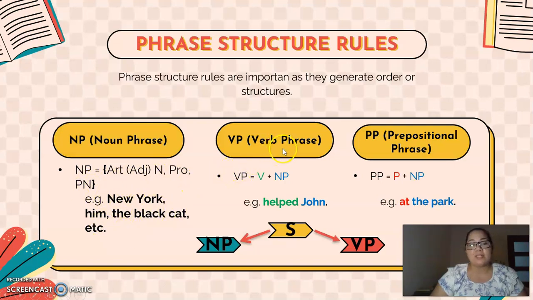Then we have the verb phrase, which rewrites as a verb plus a noun phrase. And here we have the example, helped John. And the prepositional phrase, it is important to note that this prepositional phrase is within the verb phrase. And it rewrites as a preposition plus a noun phrase, for example, at the park. Then we have the way a sentence is arranged. So for a sentence, we need a noun phrase plus a verb phrase.